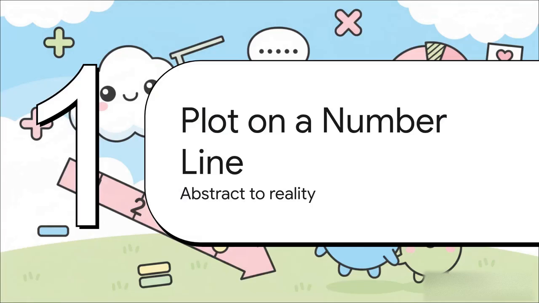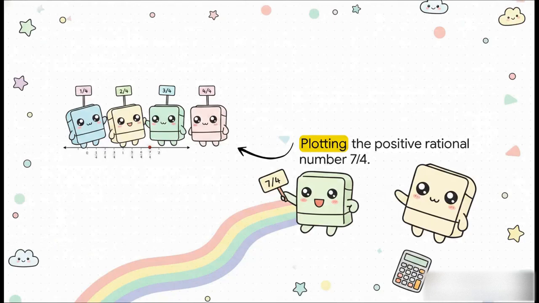Section 5, plotting on a number line. So, how do we actually plot a positive rational number like 7 over 4? It's really straightforward. We just look at the denominator. Since it's 4, we simply divide the empty spaces between our whole numbers into 4 equal parts. Then, starting right at 0, we just count 7 of those tiny spaces to the right, and boom, we easily locate exactly where our positive fraction lives on the line.